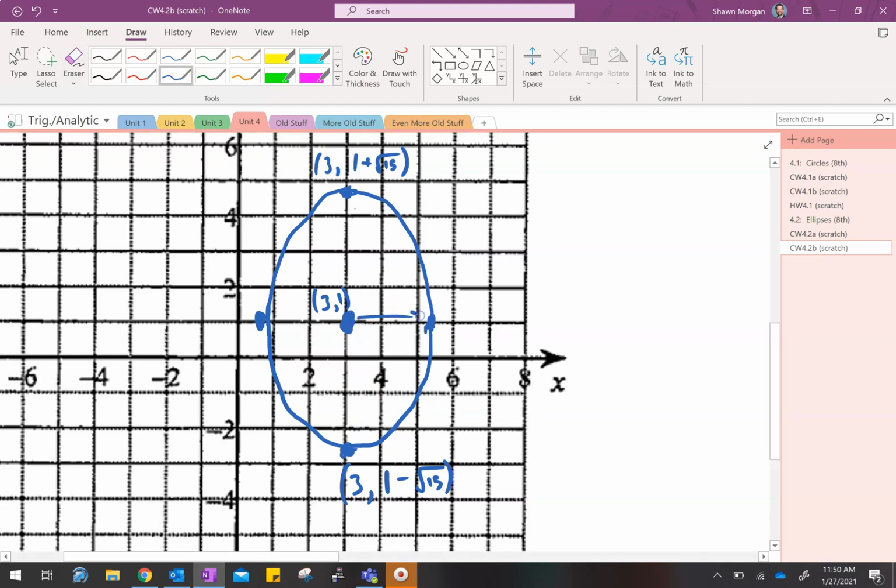When we move to the right, that's as though we're adding to the x coordinate. So instead of 3, it's going to be 3 plus square root of 5 for the x coordinate. The y coordinate doesn't change there. And then when we're moving to the left, what do you think? When we're moving to the left, we're going to be subtracting.